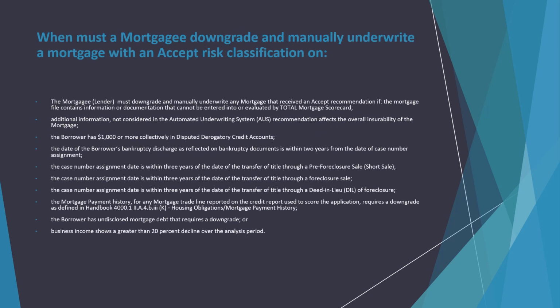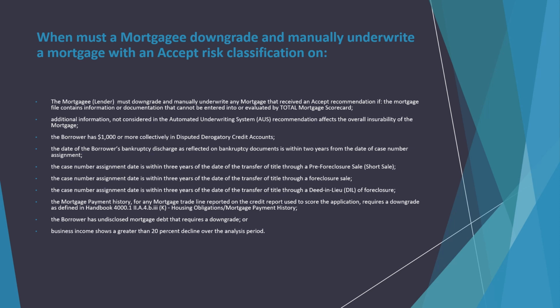So let's discuss when FHA tells us we must downgrade. A file must be downgraded if the file contains information or documentation that cannot be entered into evaluating the total mortgage scorecard. More times than not, it is the underwriter's call on what determines a big enough risk for the total scorecard not picking up an item. One example: an underwriter will downgrade if we find an undisclosed collection item. There are many more examples of this, but for time's sake, let's just stick with this one.